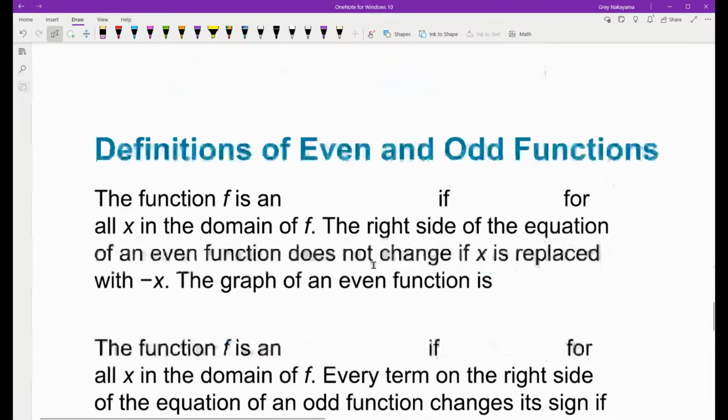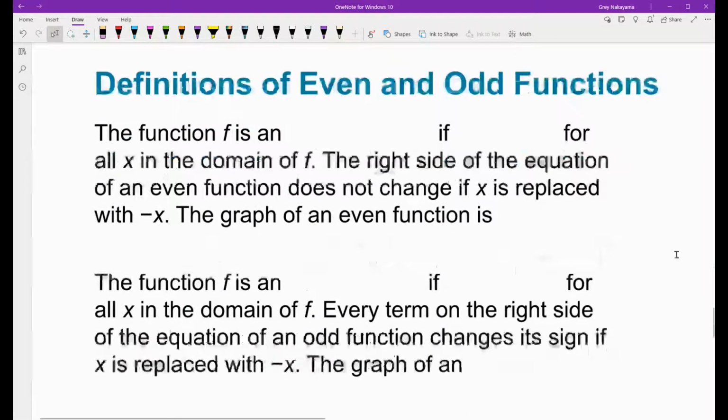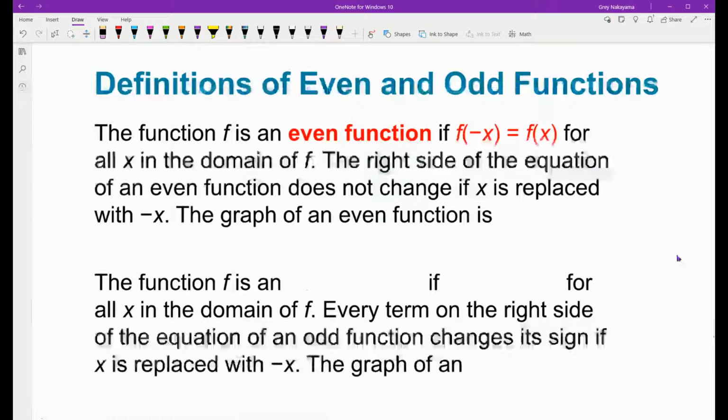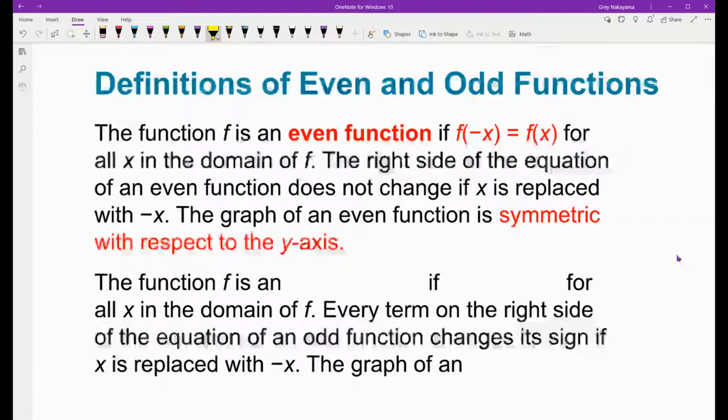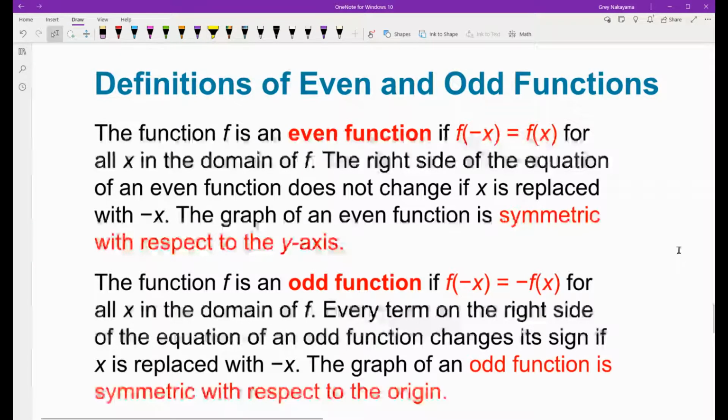Okay, again, y'all did this last year, even and odd functions. An even function is one for which f of negative x equals f of x. And that means our graph is going to be symmetric to the y-axis. So it's easy to tell when you're looking at a graph, not so easy when you're looking at an equation, but I'm going to talk to you about it. And then, of course, we have an odd function, where f of negative x equals negative f of x. And that one is going to be symmetric to the origin.